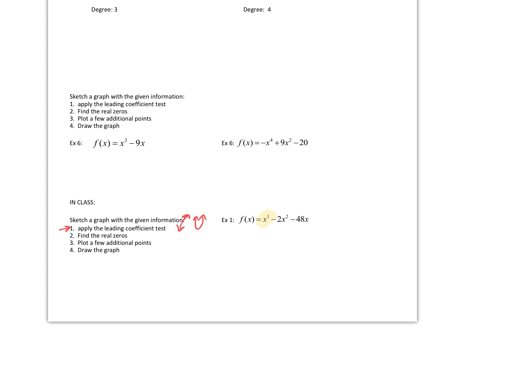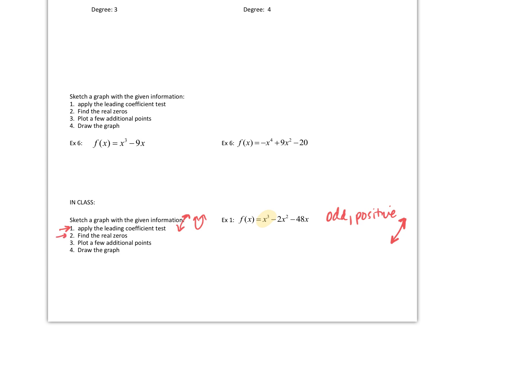So what does that mean? So it's odd and positive, right? Oh wait, no, it's right rises, left falls. Yes. It's like a positive sloped line. Okay, the ends are going to go like that. All right.